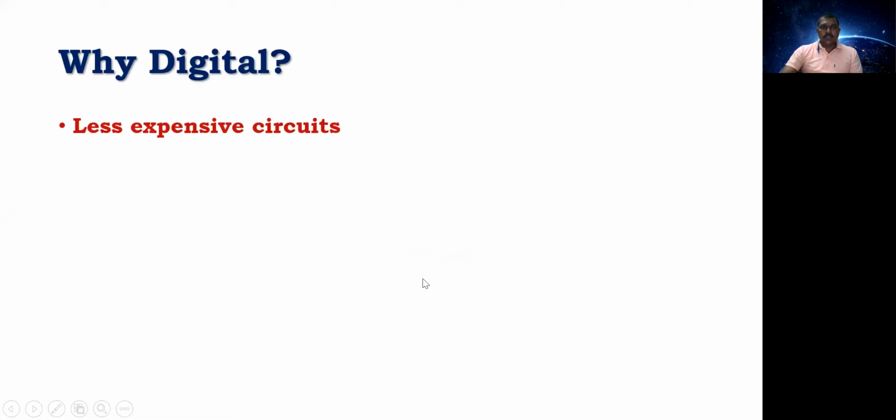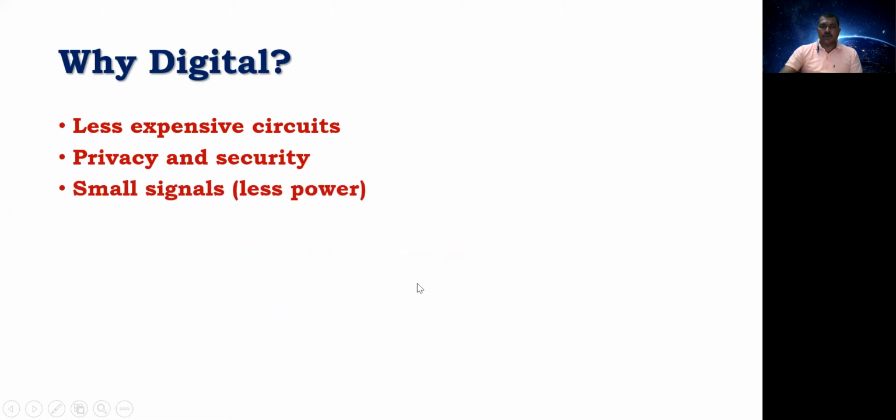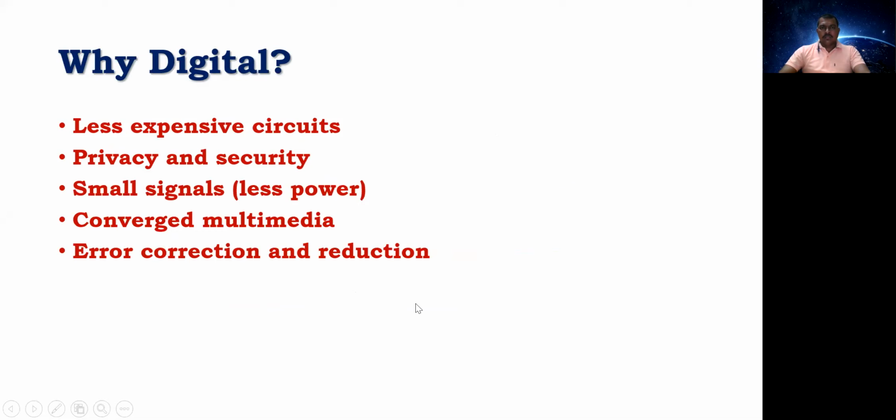Right. So why digital? Because of less expensive circuits, privacy and security, small signals, and they can be converged into multimedia. As you know, everything is digitized now. So whatever photo or snaps you are taking with your mobile are also being converted into digital form, and it is very easy to save also. Right. So those are the advantages of using digital circuits.